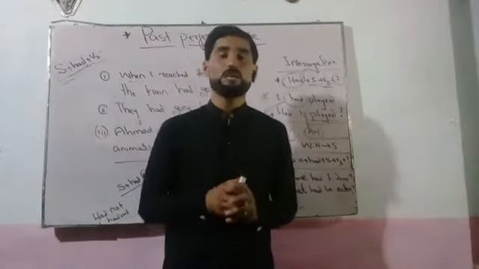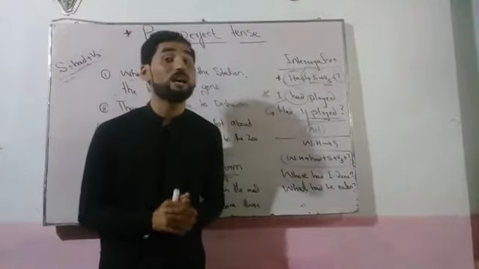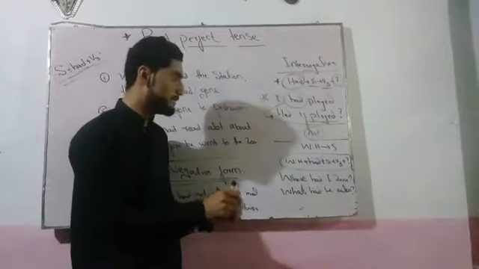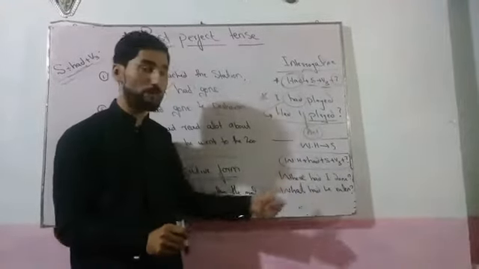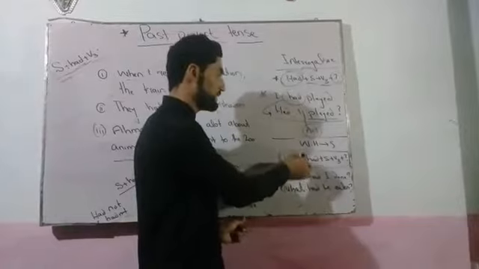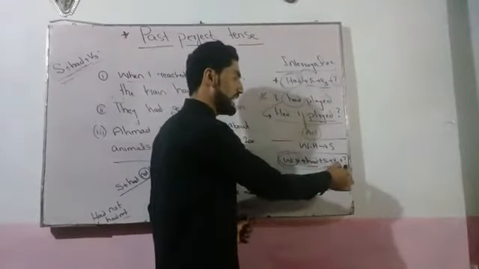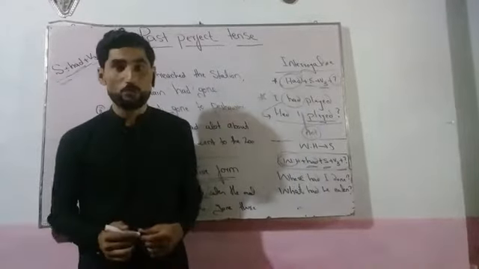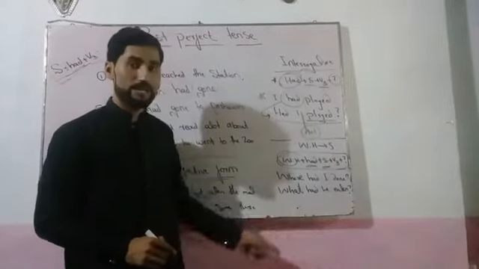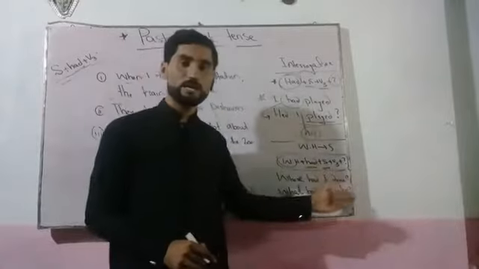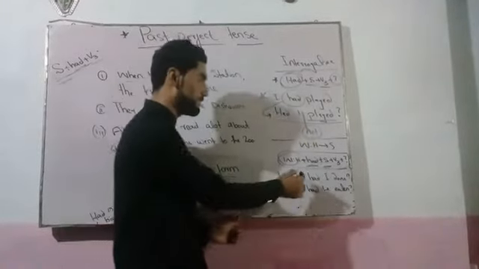Okay, finally you must learn how to make WH structure sentences. This is the way to make them. First of all, start with the WH word, and then the auxiliary verb, and then the subject, and then the verb's third form, the past participle form. So here are the examples. Where had I done? I started this sentence with the WH word "where".